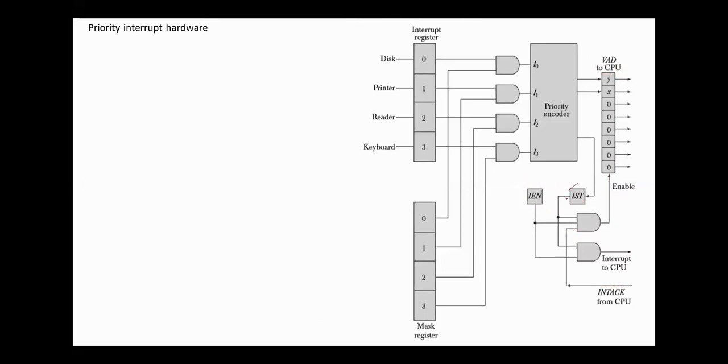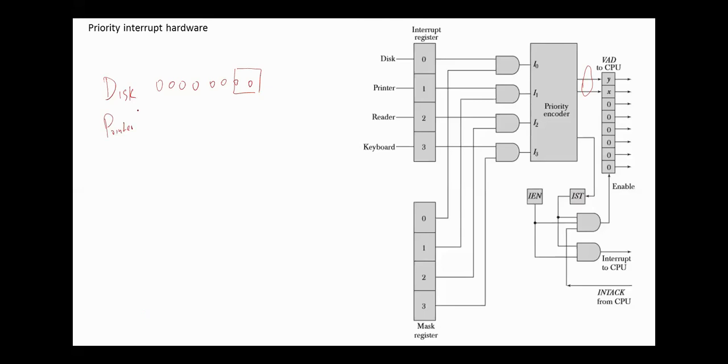Again, regarding the interrupt status bit, if all the inputs are zeros, IST is reset to 0 and the encoder outputs are not used, since we have 0 here. This bit is set to 1 when one or more inputs are equal to 1. The output of the priority encoder is used to form part of the vector address for each interrupt source. For example, in our case, for the disk, we have 0, 0, 0. So these bits are zeros.